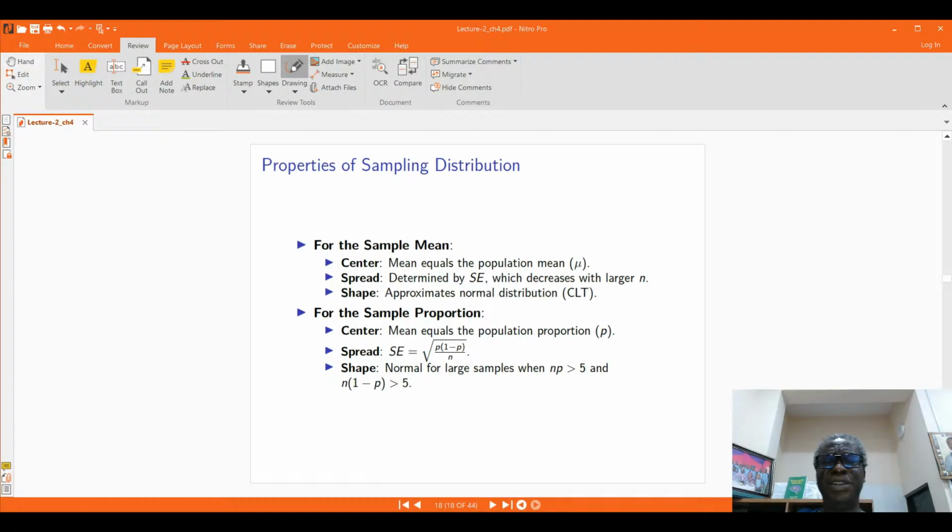The same thing for the sample proportion. The mean of the sampling distribution of the sample proportion is equal to the population proportion. So in that case, we say it's unbiased. And the spread or the variability is measured as the square root of the product of the proportion of successes and the failure divided by the sample size. That's what you have here.